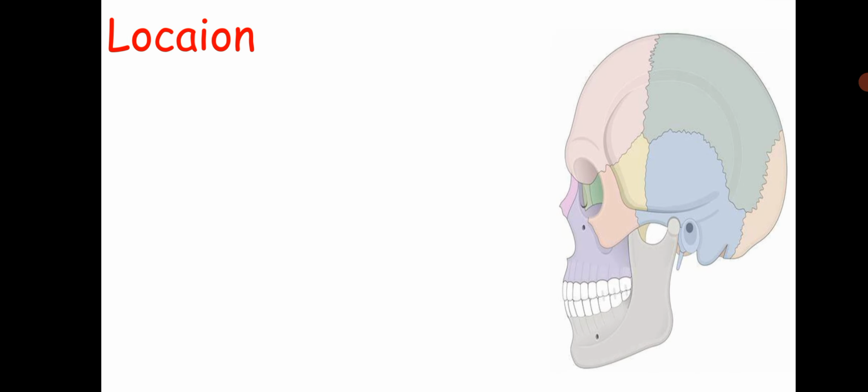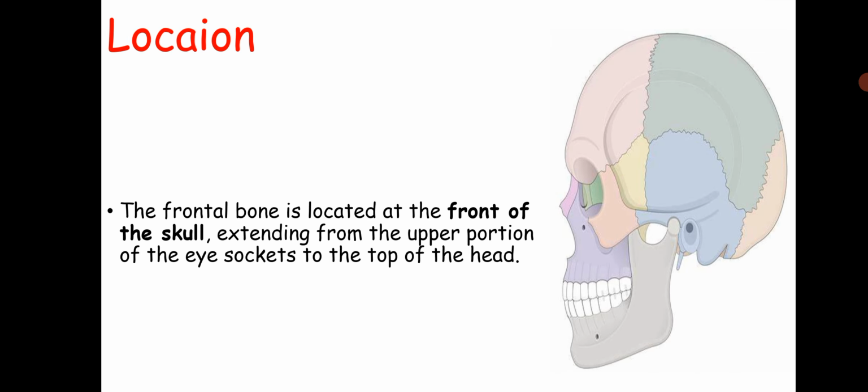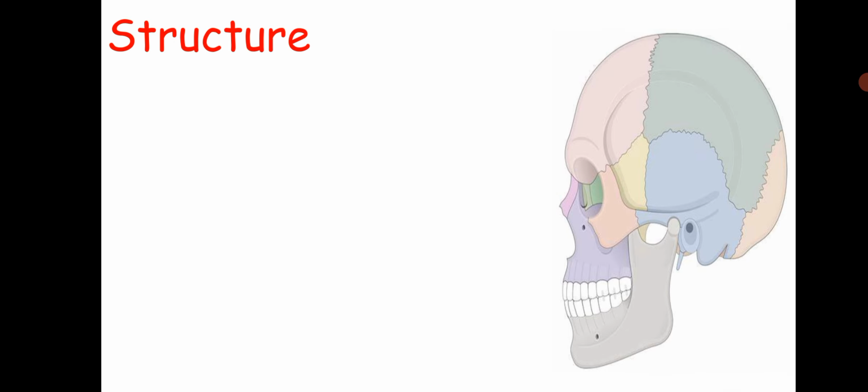Now let's talk about the location of frontal bone. Frontal bone is located at the front of skull, extending from the upper portion of eye socket to the top of the head. Now let's talk about the structure of frontal bone.